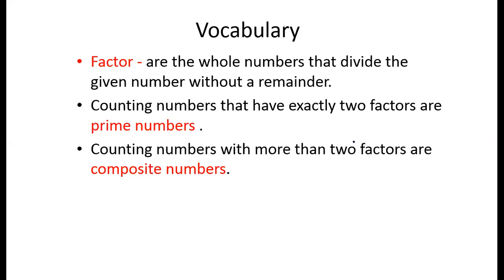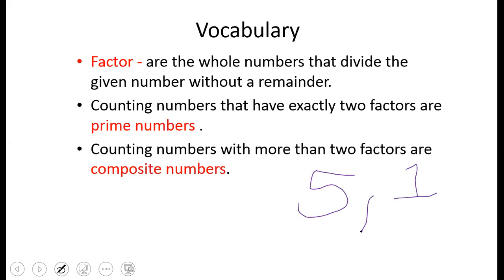And then when we have counting numbers that only have 2 factors, themselves and the number 1, then we call them prime numbers. And the number 5 is a great example of that, because the only thing that works with 5 is 5 and the number 1. Those are the only 2 things that'll go into 5. And then counting numbers with more than 2 factors, we call them composite numbers.